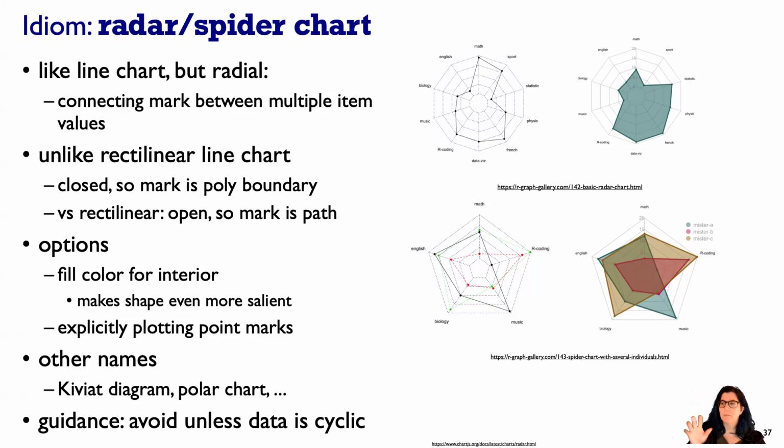In particular, how did we decide on the order of these axes? Here we have English and math next to each other. We would see a really different shape if those axes were laid out in a different order. So that really salient shape is encouraging you to think of it as an area as opposed to just decoding the values as you might if it were a rectilinear bar chart or a line chart. So if your data is cyclic, these can make a lot of sense. If it's not, you might want to seriously consider whether you're doing the right thing.